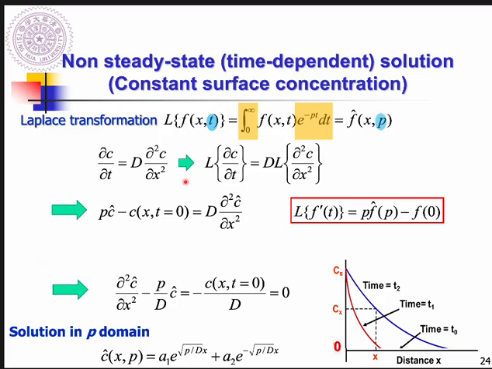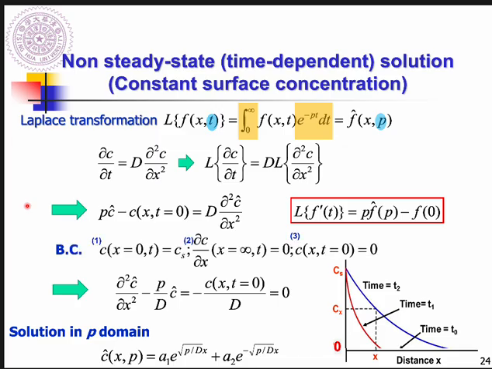So now I need to solve this diffusion equation here. And as we learned before, we need the help from the boundary conditions. So there are 3 boundary conditions.